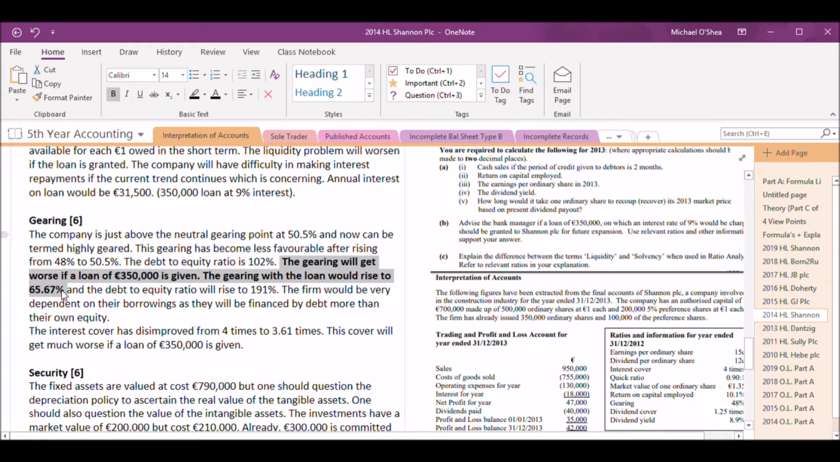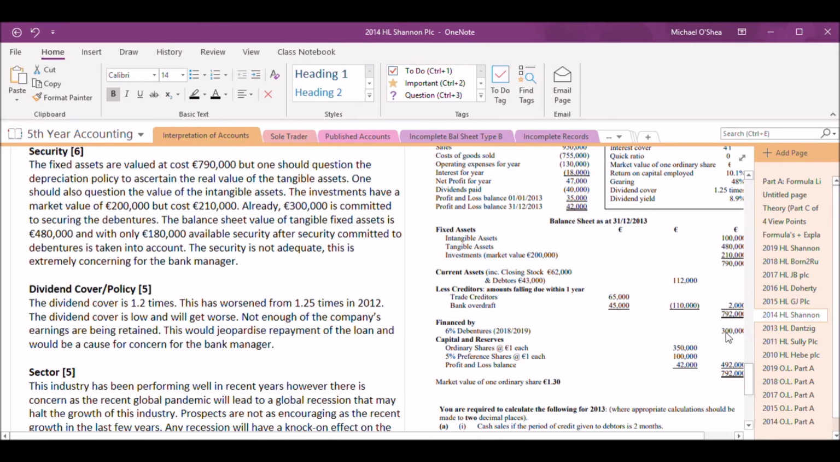65.67%, because we know the gearing is our debt divided by capital employed. So my debt here is 300,000 and 100,000. It's my debentures and preference shares, so it's 400,000. My capital employed here is 792,000. So 400,000 divided by 792 works out at 50.5%, obviously, because that was our answer.